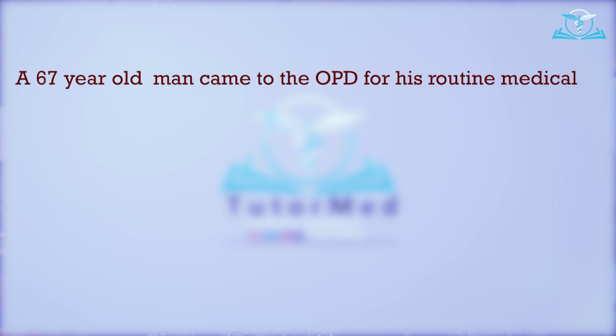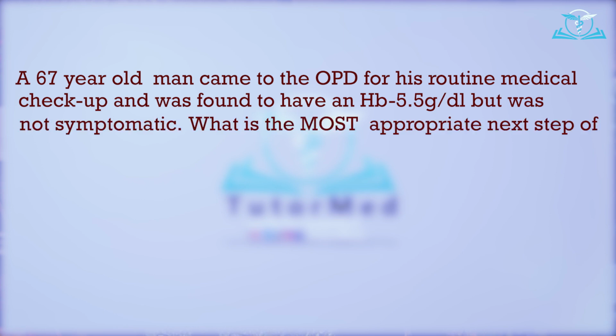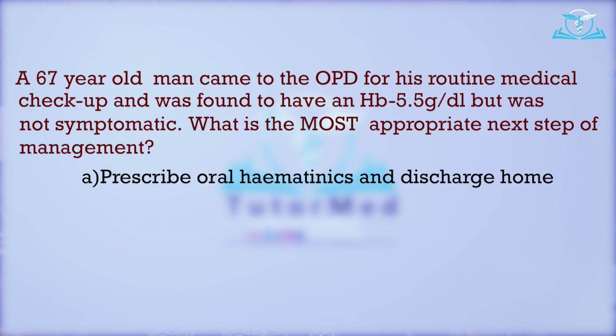And so you can be given a full blood count result in Medical 2, asking for the interpretation. You may be given a CSF analysis report to interpret. You may be given a CT scan to interpret. And so let me give you one example here of a question in Medical 2. The question will be like this. A 67-year-old man came to the OPD for his routine medical checkup and was found to have an Hb, or hemoglobin, of 5.5 grams per dL, but was not symptomatic. What is the most appropriate next step of management? A. Prescribe oral hematinics and discharge home.